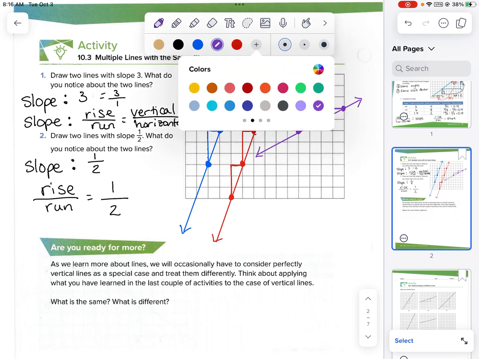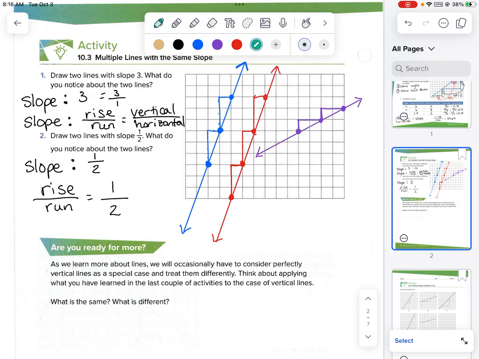Okay, and we're going to do one more. I'll start here. Rise of 1, run of 2, rise of 1, run of 2, and like I said, we can do it as many times as we can. And here we have our second line that has a slope of 1/2. So it wants us to look at these lines and figure out what we notice.